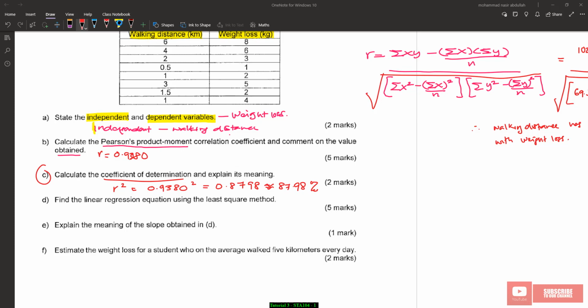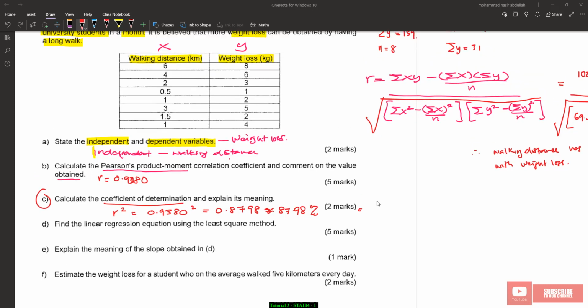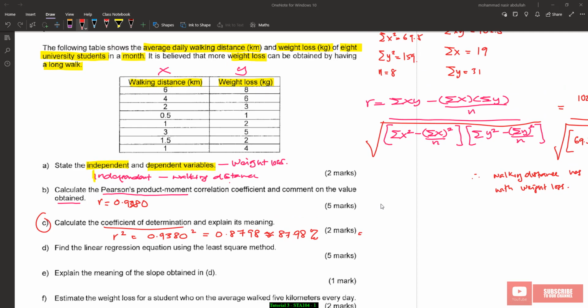So what do they want here? They want you to explain its meaning. So how to explain its meaning? There are 87.98% of the total variation in weight loss explained by walking distance, right?